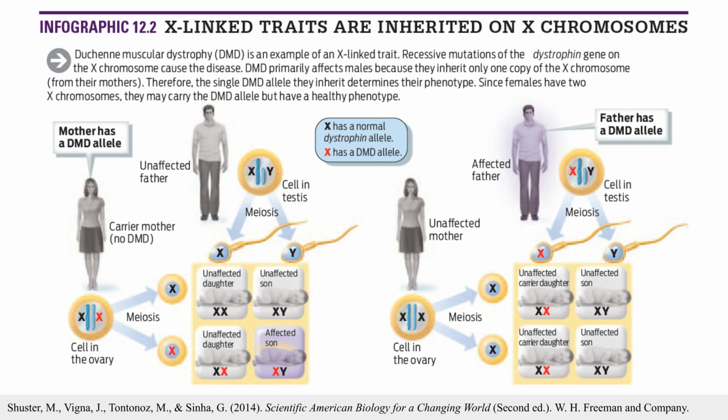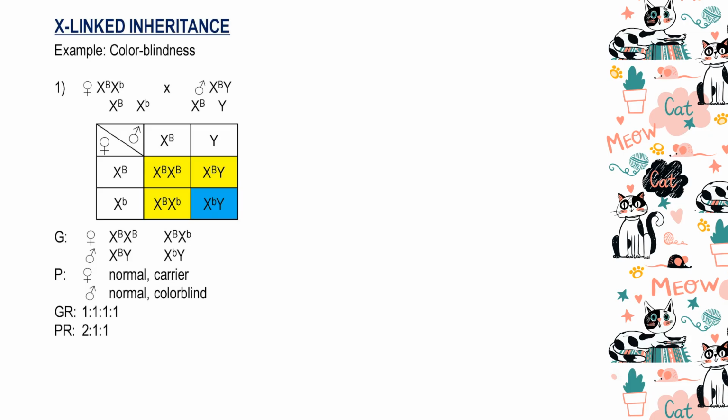Because males inherit only one X chromosome, a single mutated allele can cause the condition. Females have 2 X chromosomes, so they are often carriers and may not show symptoms, but they can transmit the allele to offspring. Let us work through this X-linked inheritance problem step by step. In this example, we are studying color blindness, which is an X-linked recessive trait. We use X with capital letter B to represent the allele for the dominant normal vision, and X with small letter b to represent the allele for the recessive color blindness.